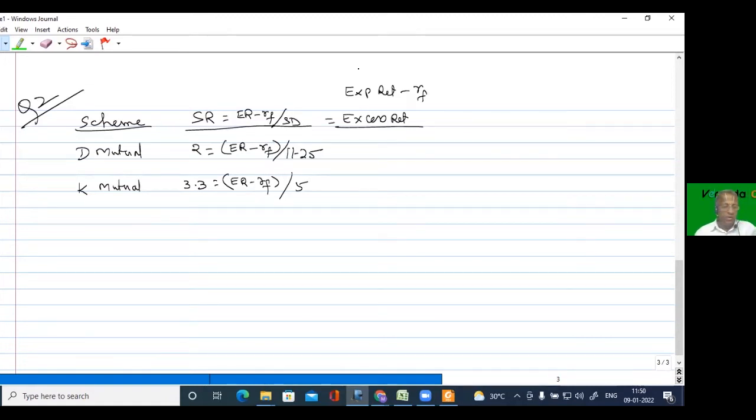Is equal to excess return. How do we find out? 2 into 11.25, 22.5. How will you get? 2 into 11.25. 3.3 into 5.